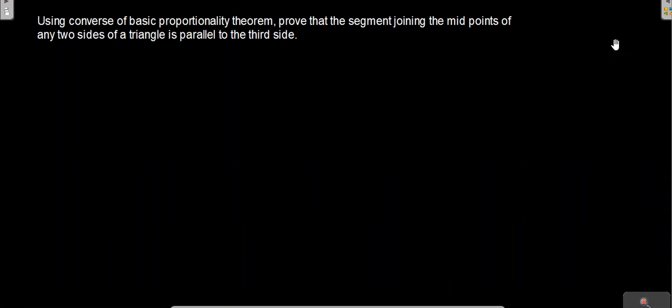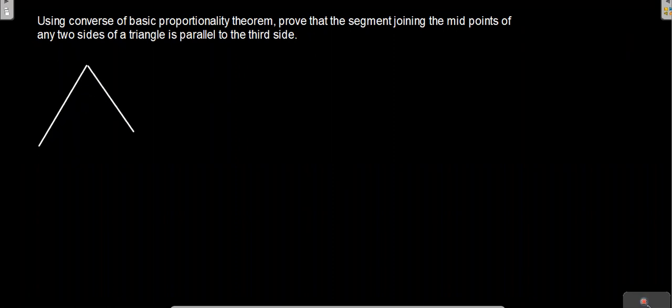Today in this video we are going to discuss the converse of the basic proportionality theorem, and this is the theorem we are going to prove. Prove that the segment joining the midpoints of any two sides of a triangle is parallel to the third side. To prove this we have to draw the triangle first. So let's do that.